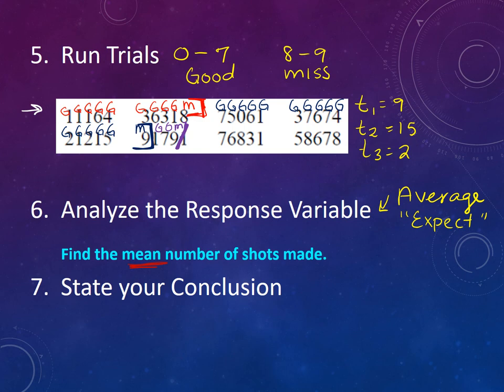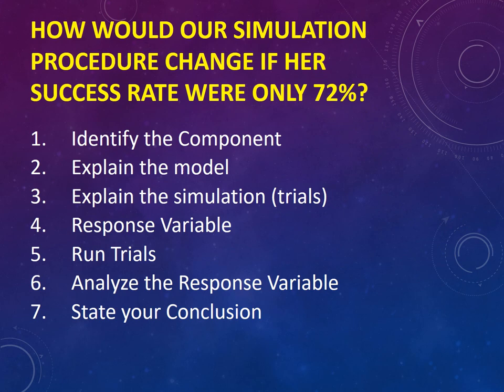So we would say X bar, or my average of my sample, 9 plus 15 plus 2 divided by 3. We would take that result to allow us to state our conclusion. And so my conclusion for that one would have been, well, based on 3 trials, I would expect on average, 9 plus 15 is 24 plus 2 is 26 divided by 3 is just shy of 8, which sounds about average.